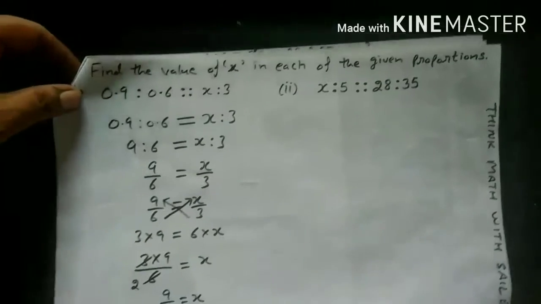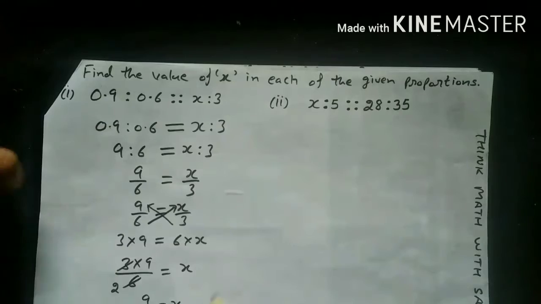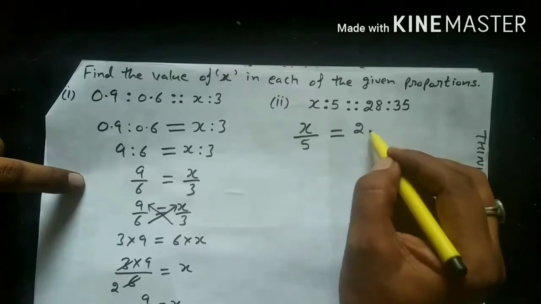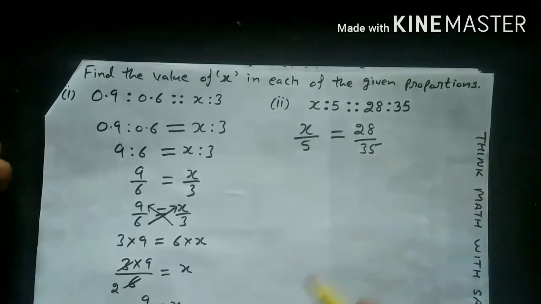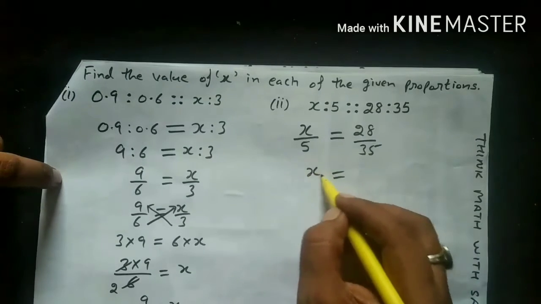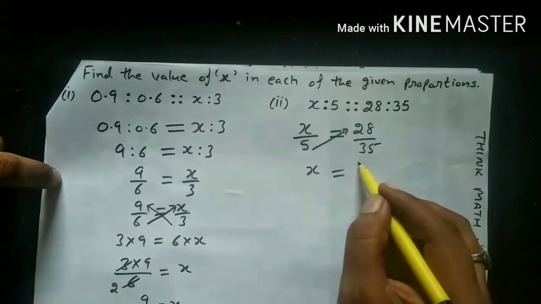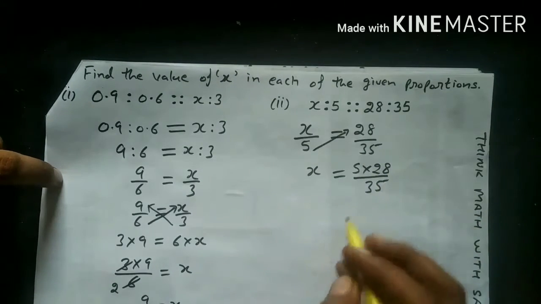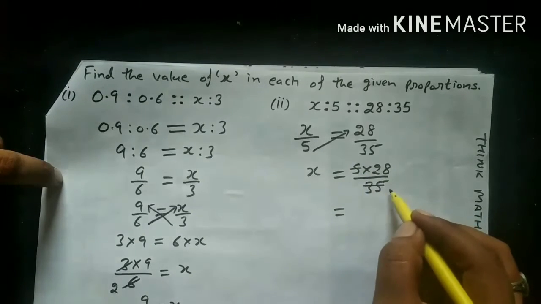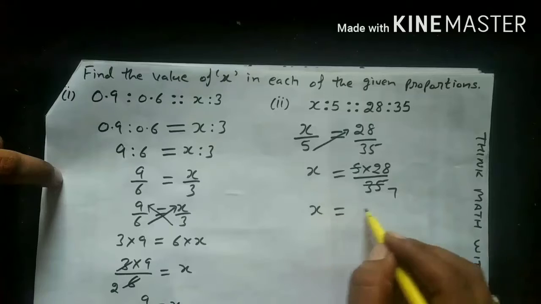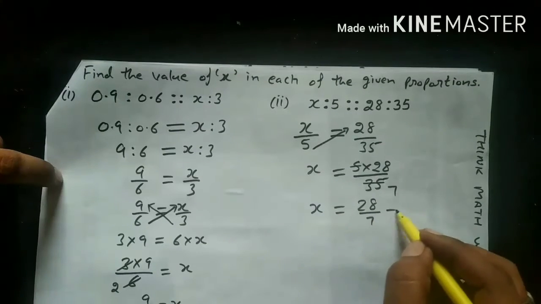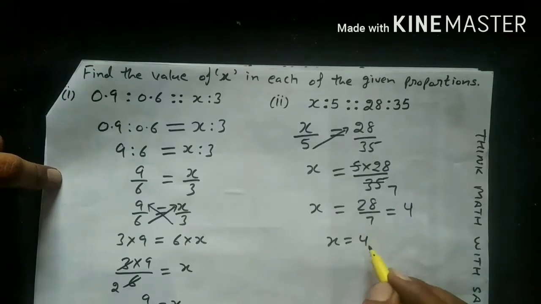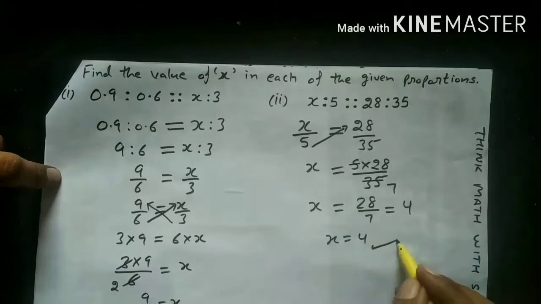As we come to the second part, here x over 6 is equal to 28/35. Now 6 multiply with 28/35. After that 5 cancels 35 at 7. So 28/7, and we know the answer is 4, since 28 divided by 7 is 4. So the missing proportion, that is the first proportion, is x ratio 4.